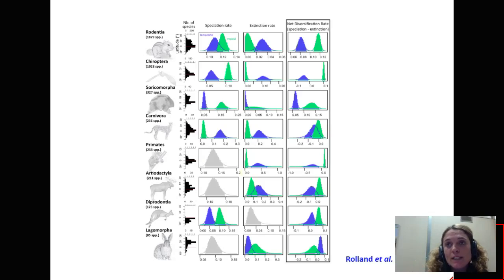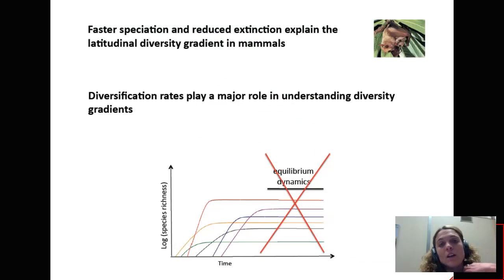So, the patterns we see for the diversification rates are really consistent with the patterns we see for the latitudinal gradient, meaning that where we see high species richness, we see high speciation rates and low extinction rates. So what this study suggests is that faster speciation and reduced extinction explain in large part the latitudinal diversity gradient that we see in mammals, meaning again that diversification rates really play a major role in understanding diversity gradients, contrary to what we might think if we're thinking about the fact that species richness is constrained by ecological limits, and that we try to understand diversity gradients by directly correlating species richness with environmental variables.